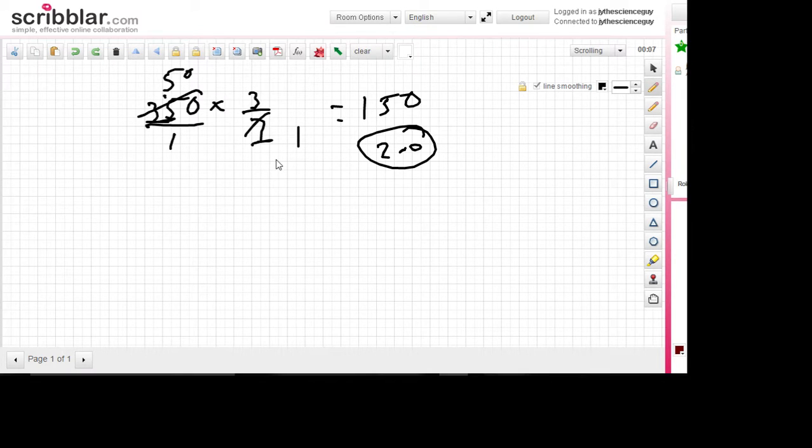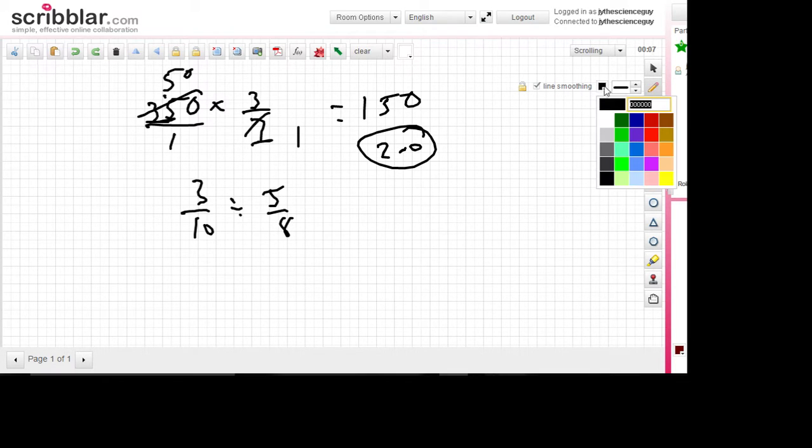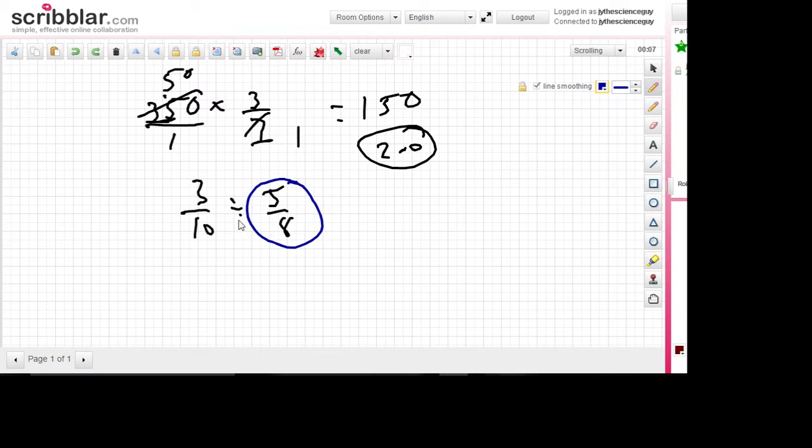Okay. Now we got dividing. 3/10 divided by 5/8. All you have to do for this is just pay attention to the last fraction. When you have a dividing or division, you flip that. So this one stays exactly the same. This one you multiply and then you flip this. So the 8 goes on top and the 5 goes on bottom.